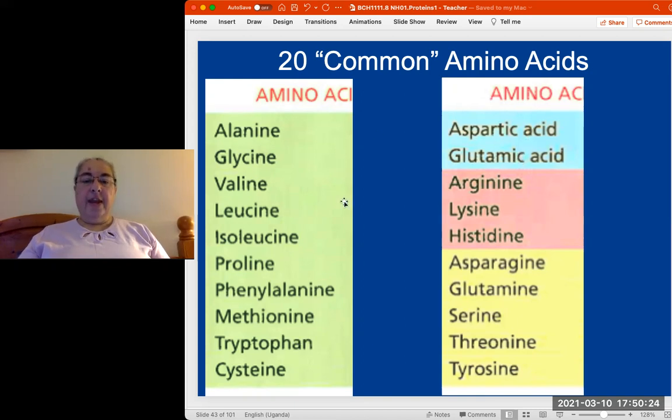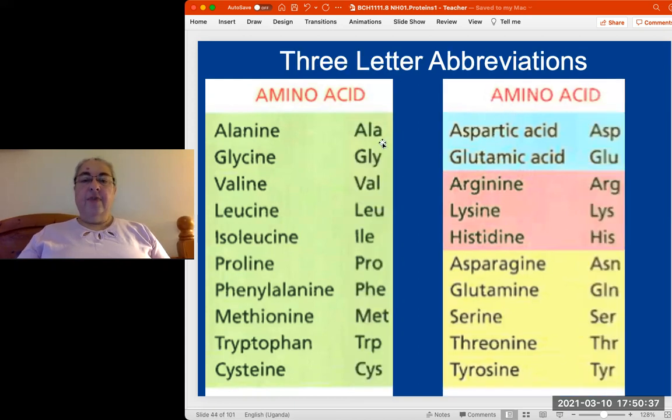So here are the names of all 20 amino acids written out, and I hope that you're going to become very familiar with these names. Each of the names is also abbreviated with a 3-letter code. And you'll see that for most of the amino acids, the 3 letters are just the first 3 letters of the name. So alanine, Ala, glycine, Gly, valine, Val, and so on. Some are different because there could be confusions otherwise.